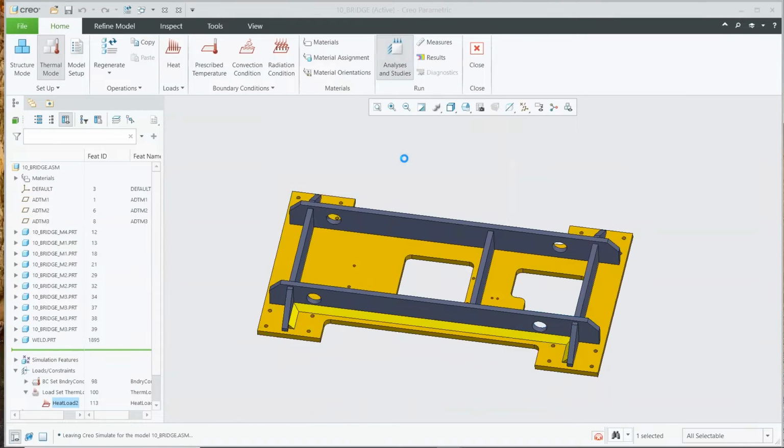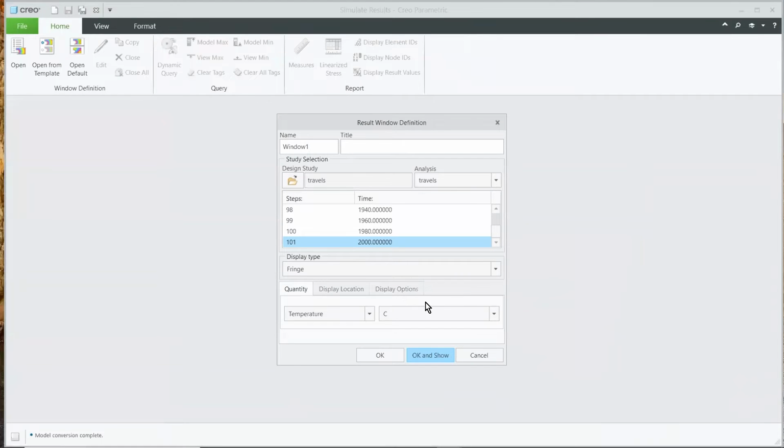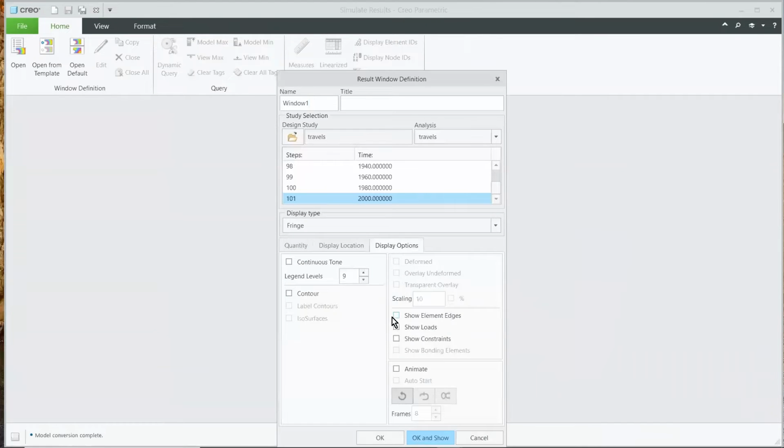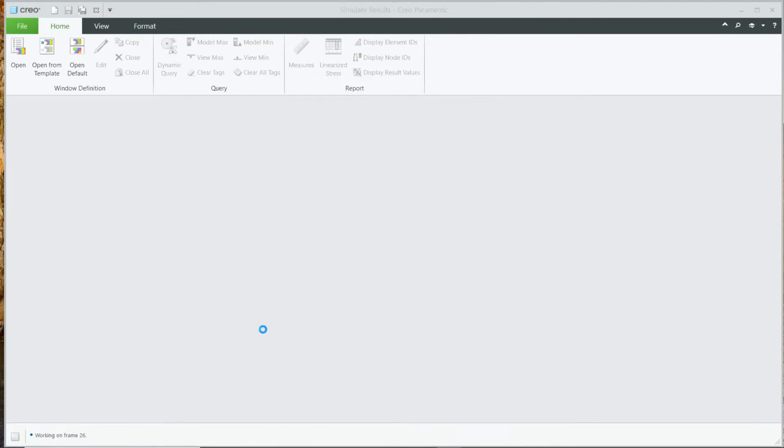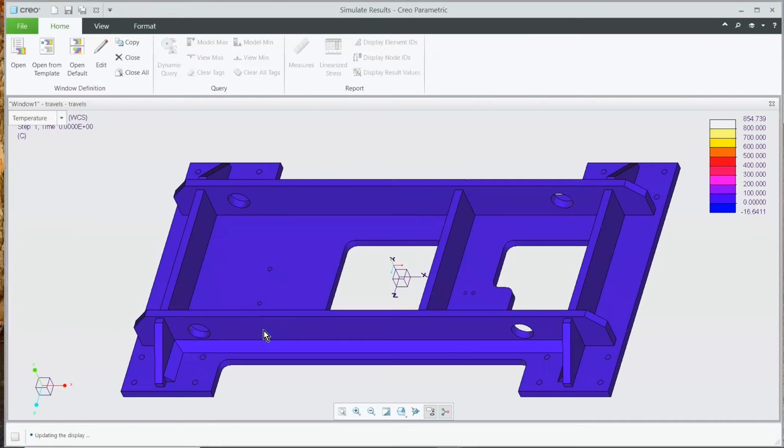I'll say, let's open up, and under display, we'll say, let's animate that. So it's creating the animation frames for us here. I think it is. All right. Let's try calling him up. So we won't save that guy.